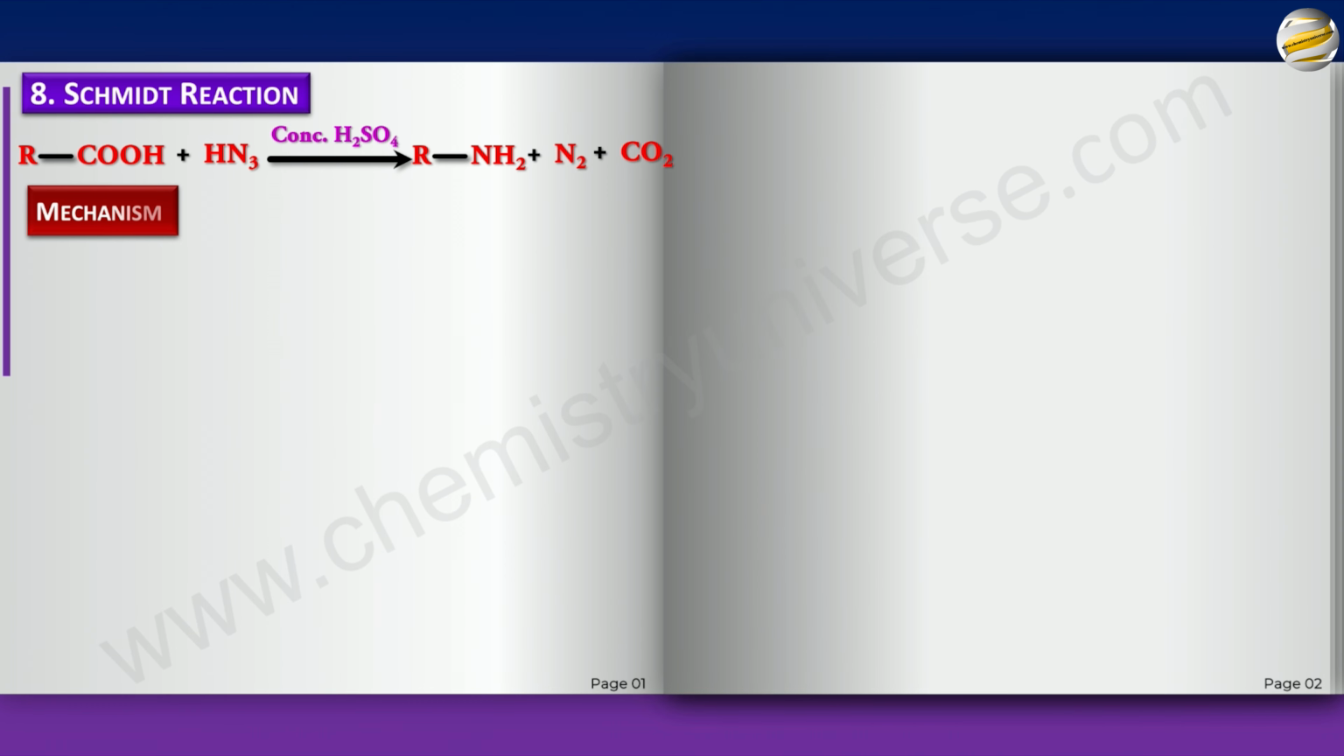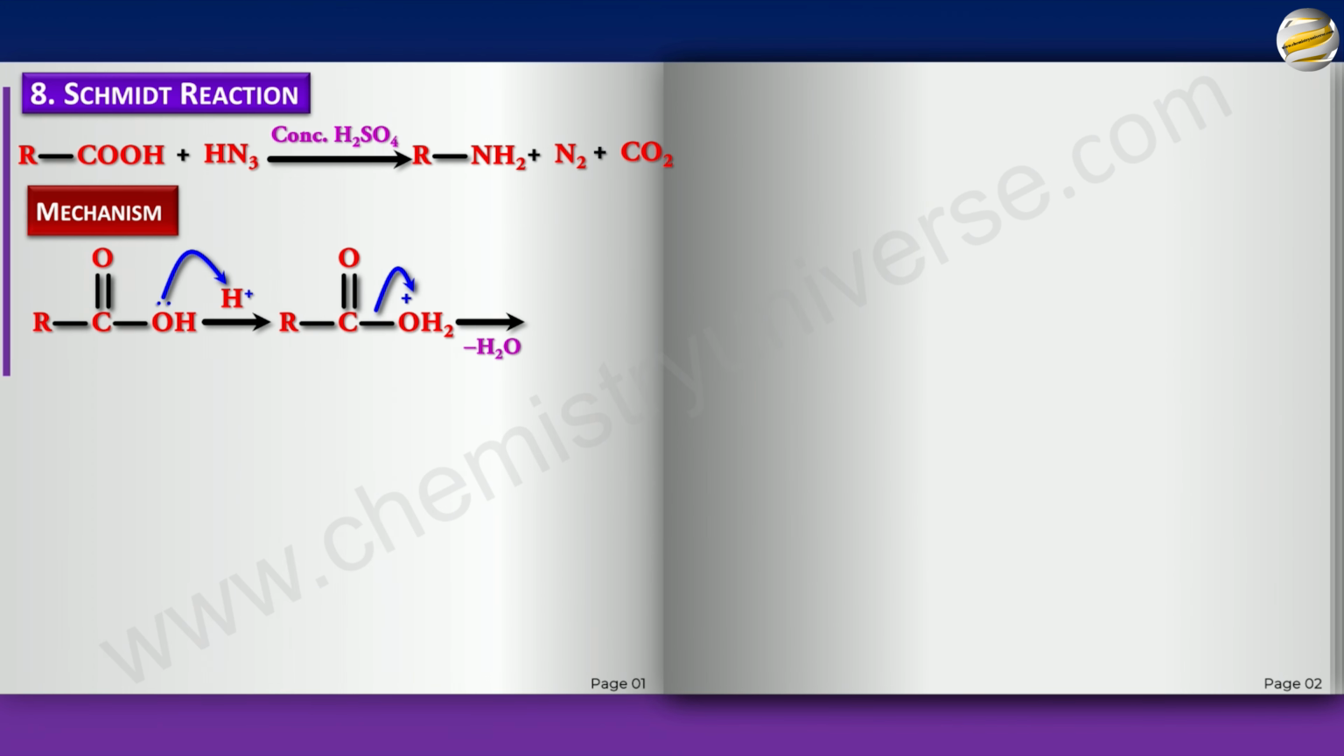This is interesting. First of all, carboxylic acid is supposed to be acidic, but sulfuric acid is able to protonate it, and the lone pair of OH picks up this H plus and becomes this. Not that obvious, but this is how it happens. Then water is eliminated and you get an acylium ion, which is resonance stabilized, and therefore acylium ions are generally more stable than even carbocations.